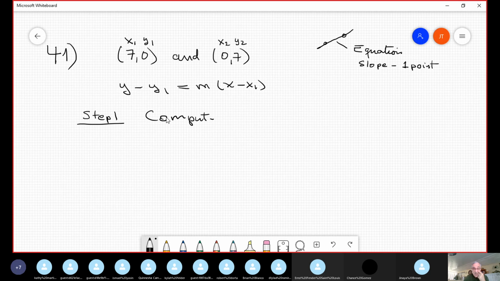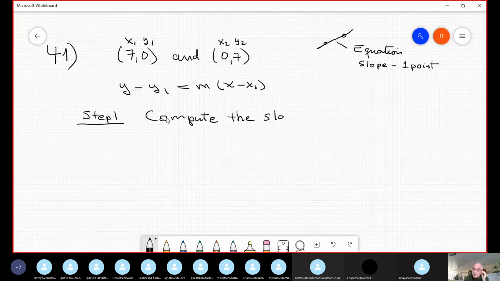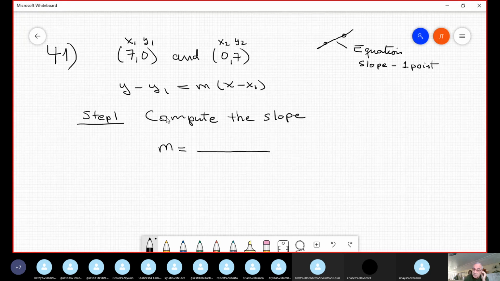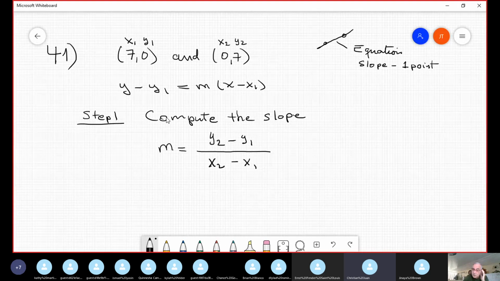Find the slope. Do you remember the formula for the slope? Of course, Mister, it is y2 minus y1 divided by x2 minus x1. Super.